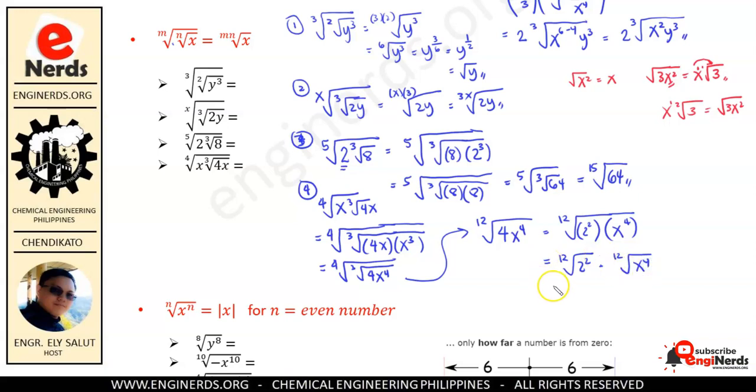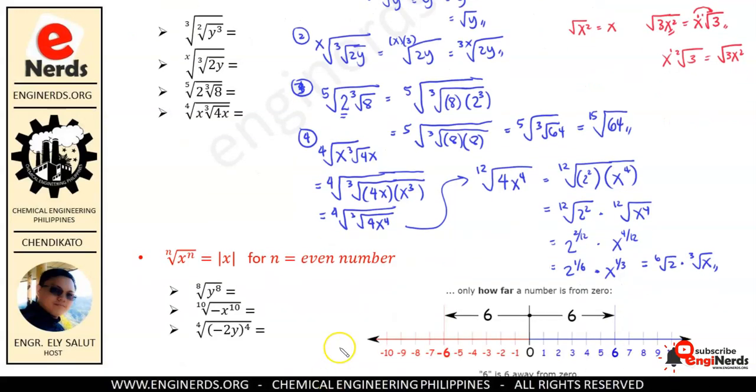fourth. So, this is equal to 2 to the 2 over 12 times x to the 4 over 12. So, this is equal to 2 to the 1 over 6 times x to the 1/3. So, finally, this is equal to the 6th root of 2 times the cube root of x. Okay?